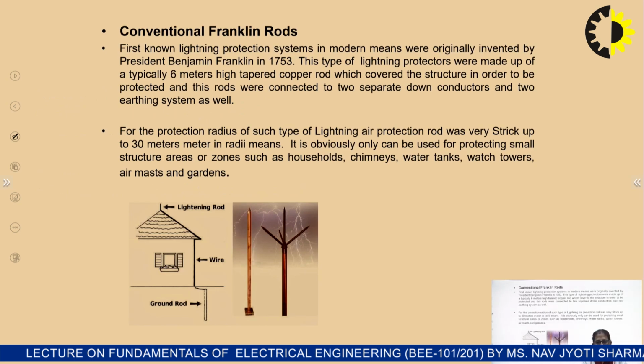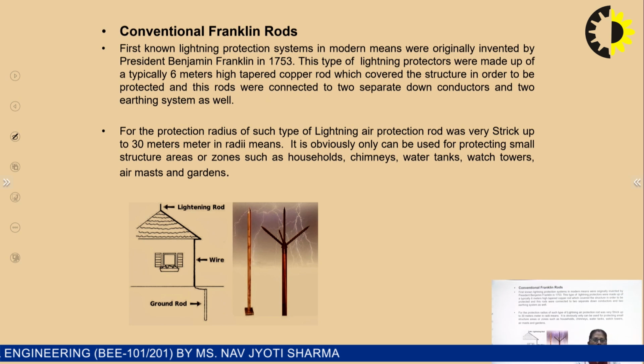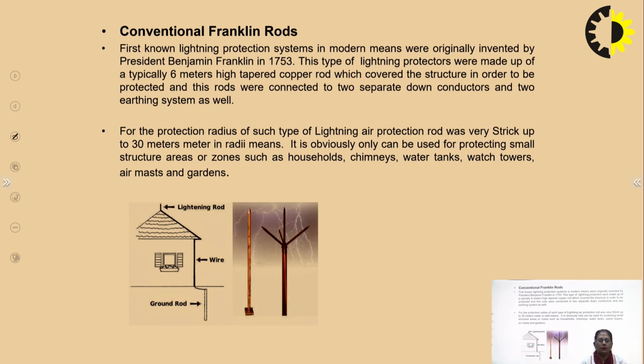The very conventional, general type of lightning protection is the conventional Franklin rod. It is the first known lightning protection system in modern times, originally invented by Benjamin Franklin. These lightning protectors were typically made up of 6 meters of tapered copper rod, which covered the structure. The structure is generally households, chimneys, watchtowers, gardens, or low-rise buildings, right?